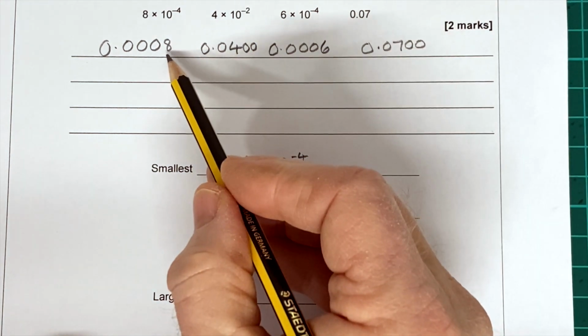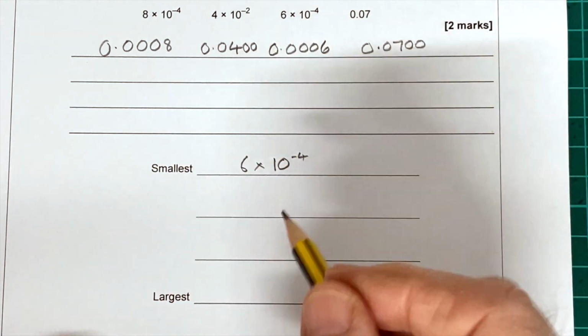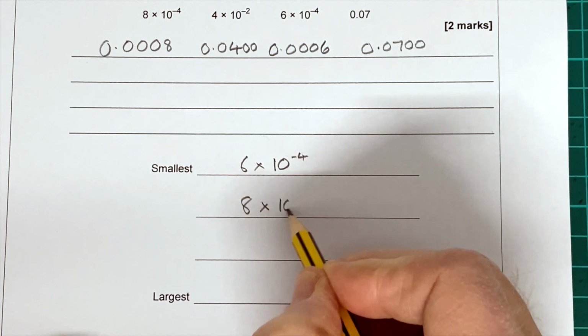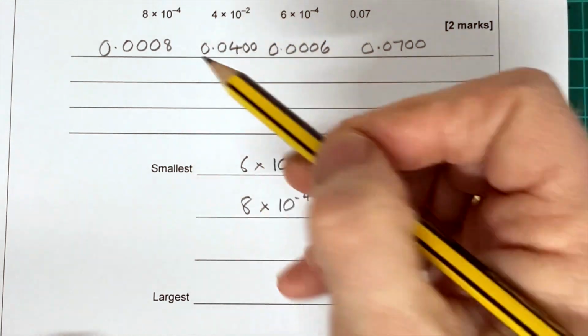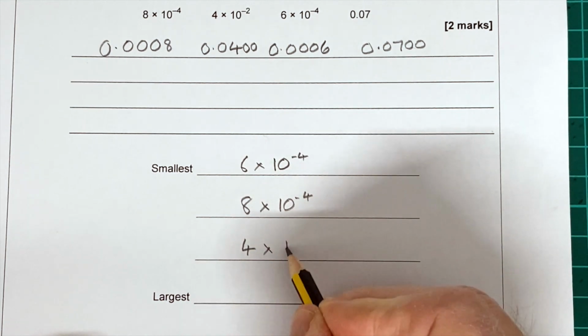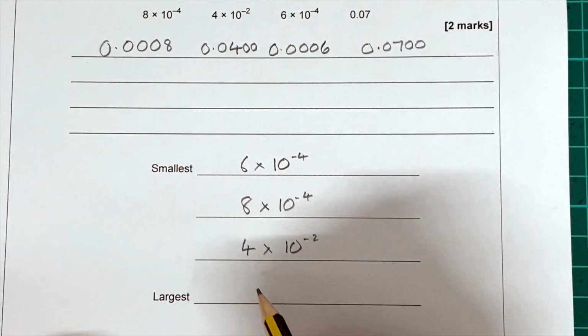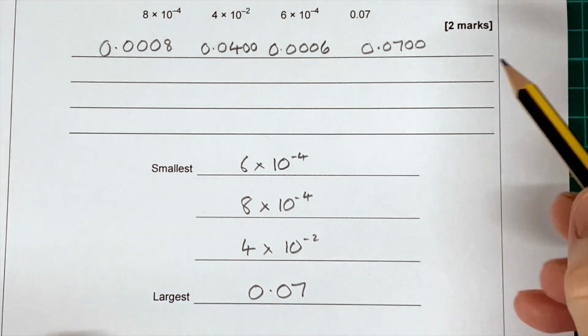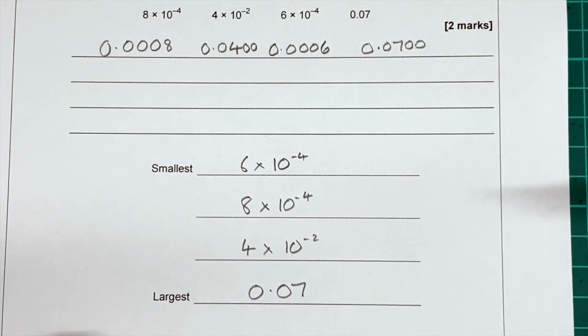0.0008 has got 2 more in that column than that one, so it must be that one next. It's a little bit bigger. This one is really quite big in comparison to those two, so that is 4 times 10 to the minus 2 and 0.07. So we've written them exactly in the format that they were presented to us.